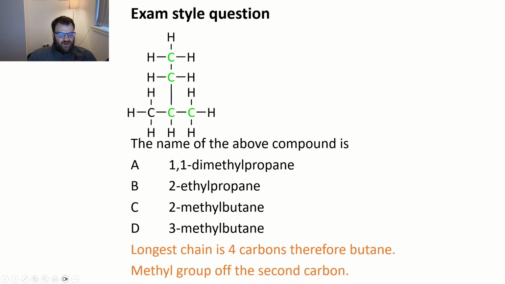When it comes to the numbering, we want to number from the bottom right chemical. That would be position 1 and position 2. That makes it 2-methylbutane for the answer of C. So they've tried to catch us out with putting it around a corner, but it's still 4 as the longest chain.